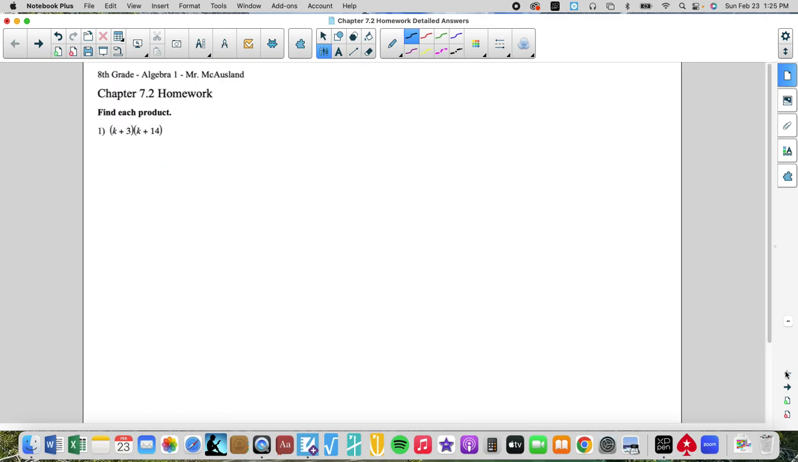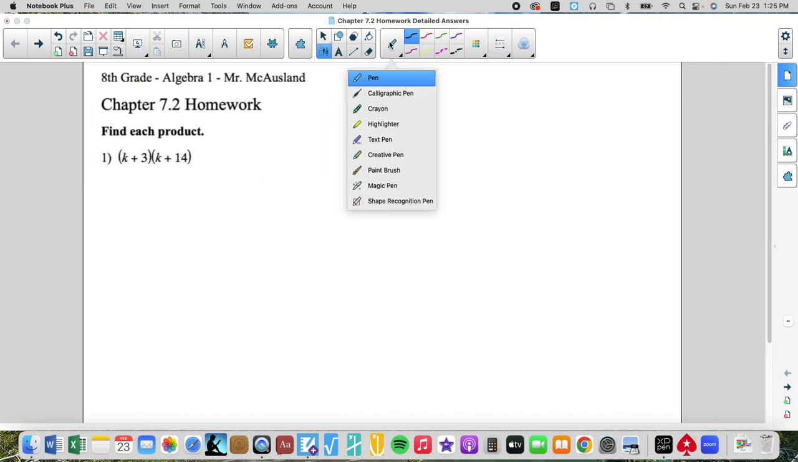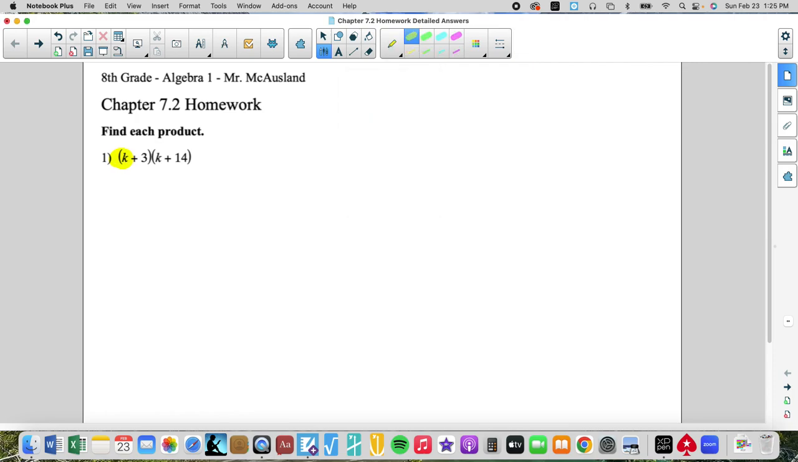So when we get this situation where we have a binomial times a binomial, we're going to do this in 2 steps. We're going to distribute, let's make this a little bit bigger for our screen. We're going to distribute that first term. That first term is k, and that is going to get distributed into both of the terms in the second binomial. And then we're going to take the second term, positive 3, and we're going to distribute that into both of the terms in the second binomial.